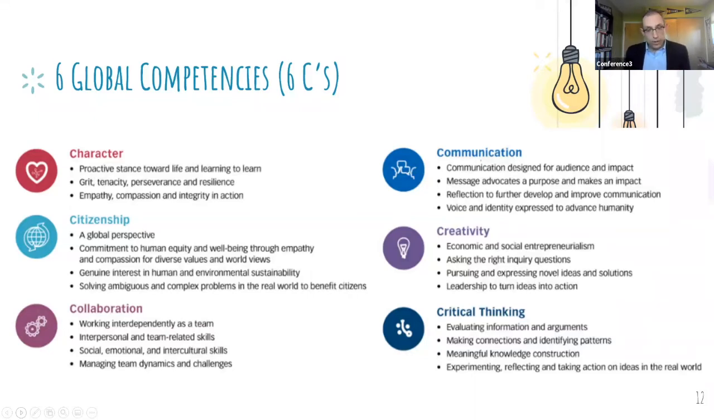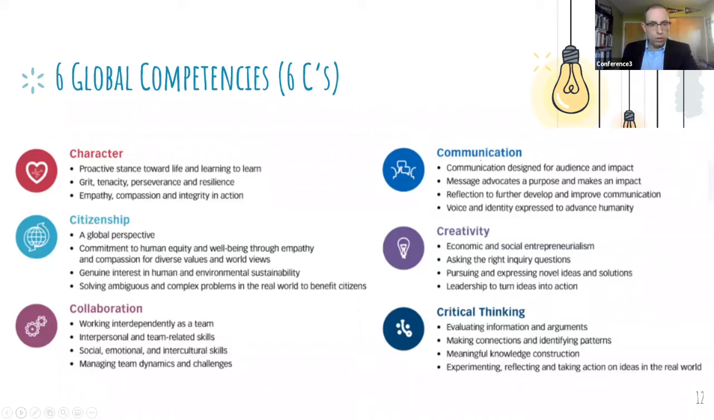So I had mentioned that there's a handout in your Google Drive folder of these 6 competencies, right? Which is character, citizenship, collaboration, which is the focus of the conference, right? The theme of the conference, communication, creativity, and critical thinking. Okay? That's your 6 C's. So the theme of the conference is focused on collaboration, right? So I want to focus on that one and unpack that a little bit, all right?